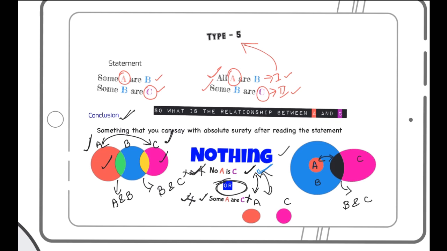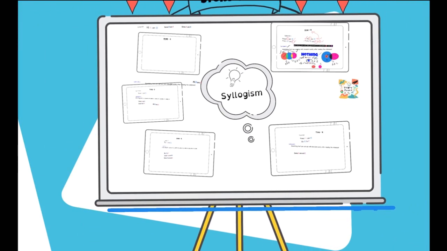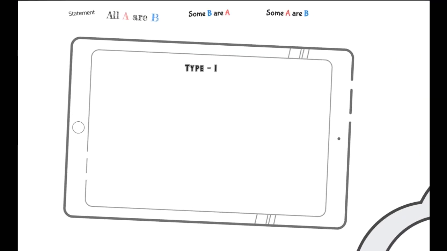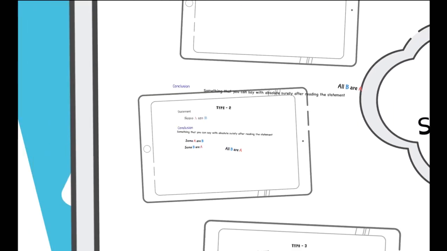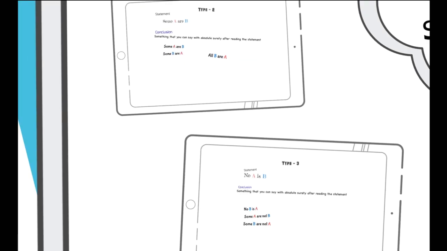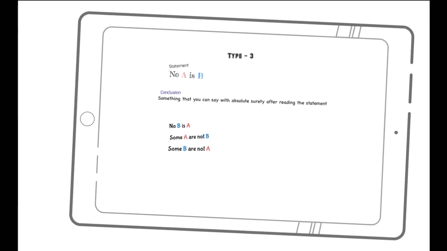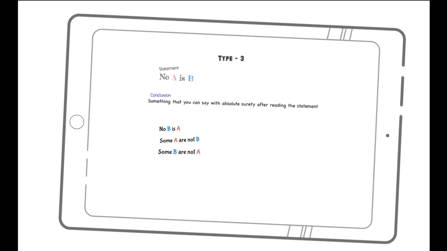So that's it with this. This finishes our 5 types on syllogisms. I hope you remember all of them. Please make a note of it. What is my type 1? All A are B. It has two conclusions, some A are B and some B are A. What is my type 2? Some A are B. It has only one conclusion, some B are A. What is my type 3? No A is B, and it has three conclusions: no B is A, some A are not B and some B are not A.